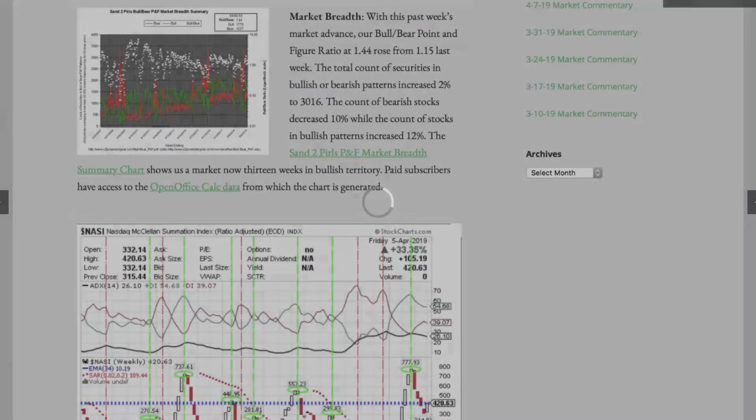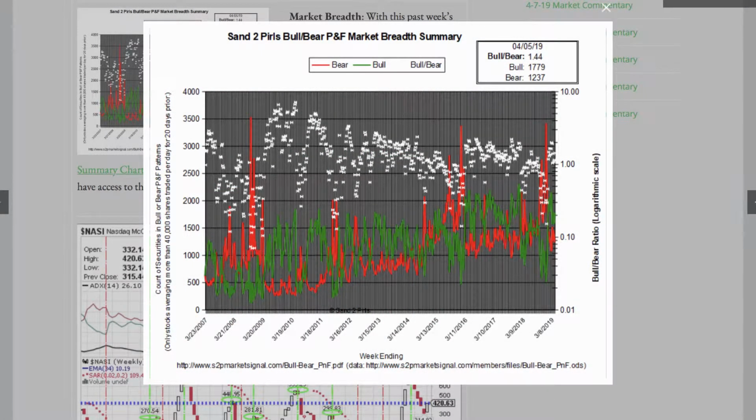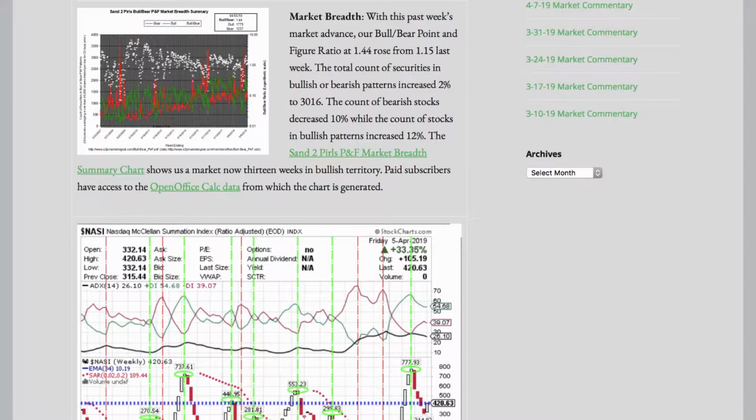April 7th, 2019. Market breadth. With this past week's market advance, our bull bear point and figure ratio at 1.44 rose from 1.15 last week. The total count of securities in bullish or bearish patterns increased 2% to 3,016. The count of bearish stocks decreased 10%, while the count of stocks in bullish patterns increased 12%. The Pirls P&F Market Breadth Summary Chart shows us a market now 13 weeks in bullish territory.